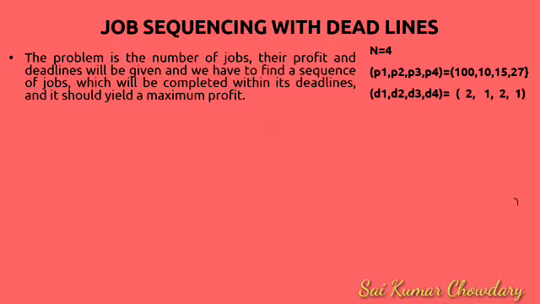Let us consider one example here. Totally n equals 4, that means 4 jobs. Each job has a profit: the first job has a profit of 100, the second 10, the third 15, the fourth 27. Now for each job you can see deadlines D1, D2, D3, D4. For the first one I have given the deadline as 2. In the sense, the first job is available up to 2 units of time. Let us suppose these 2 units are 2 hours. If the job starts at 10 o'clock, it will be available up to 12 o'clock.